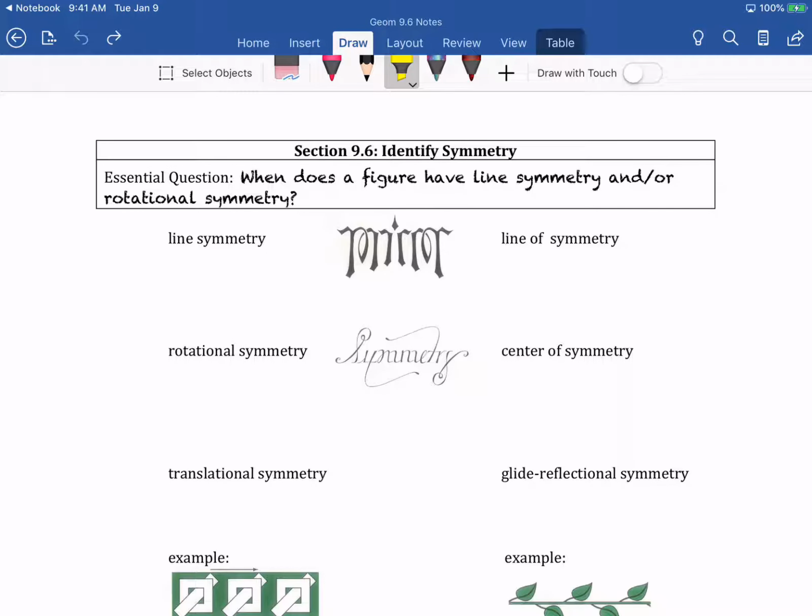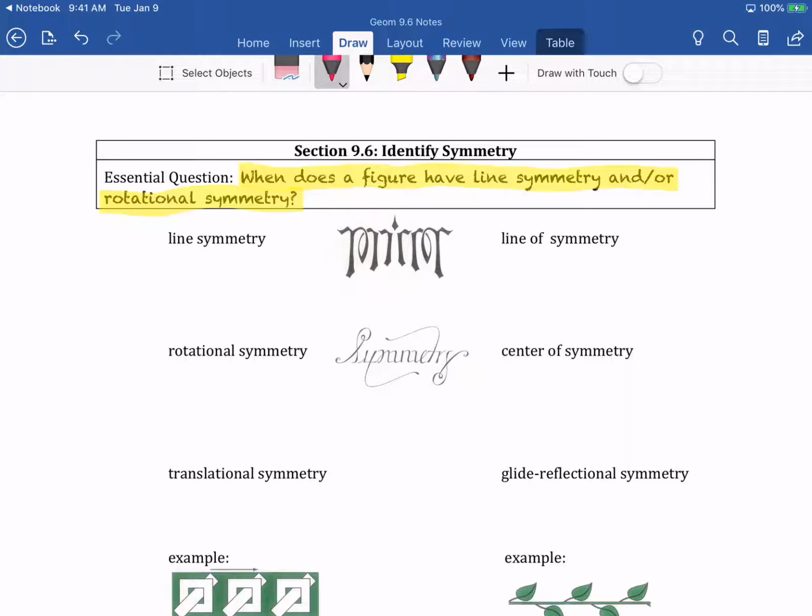Hi guys, this is Miss Scott here, and today we're going to talk about symmetry. So our EQ for today is: when does a figure have line symmetry and/or rotational symmetry? Alright, so we need to talk about what those two things mean here.